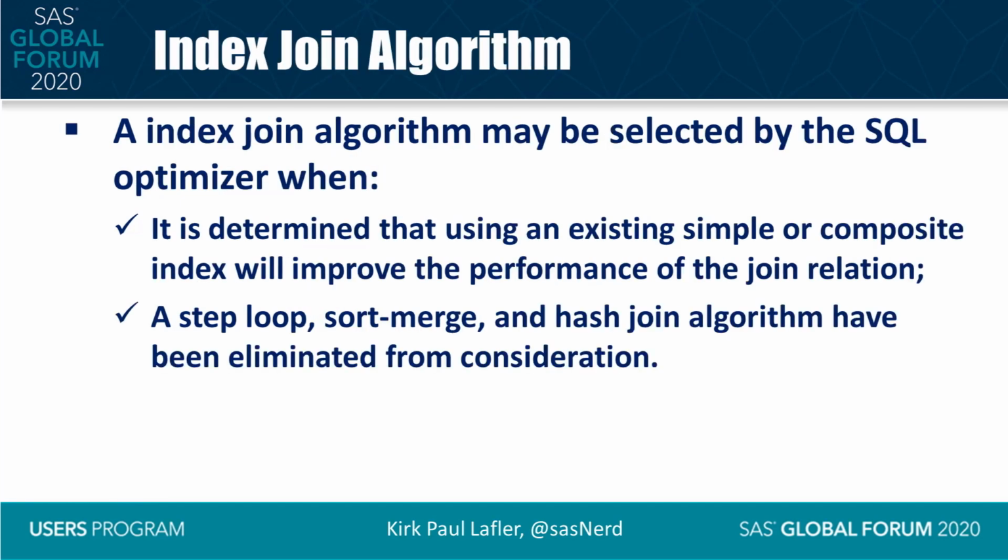An index join algorithm may be selected by the SQL optimizer when it is determined that using an existing simple or composite index will improve the performance of the join relation. A nested loop, sort merge, and hash join algorithm have been eliminated from consideration.